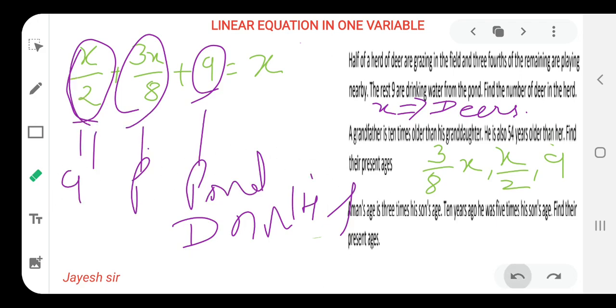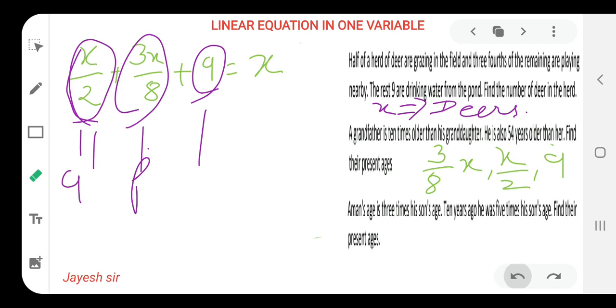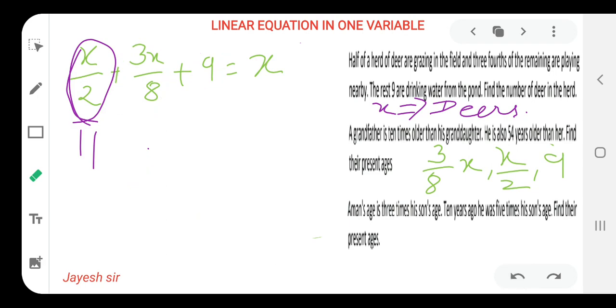So after writing the equation, we can find the value of the total number of deer that were in the herd. That's the only thing that is asked. If you have understood and cleared your concept, you can pause the video and try to solve this sum on your own, because as we have already made the equation, we just have to take the LCM, solve the equation and find the answer.